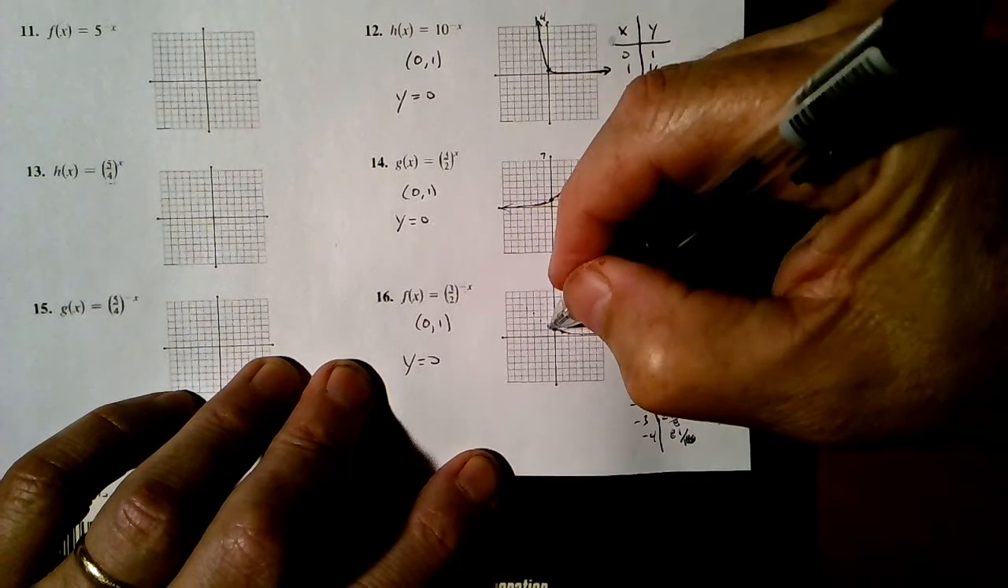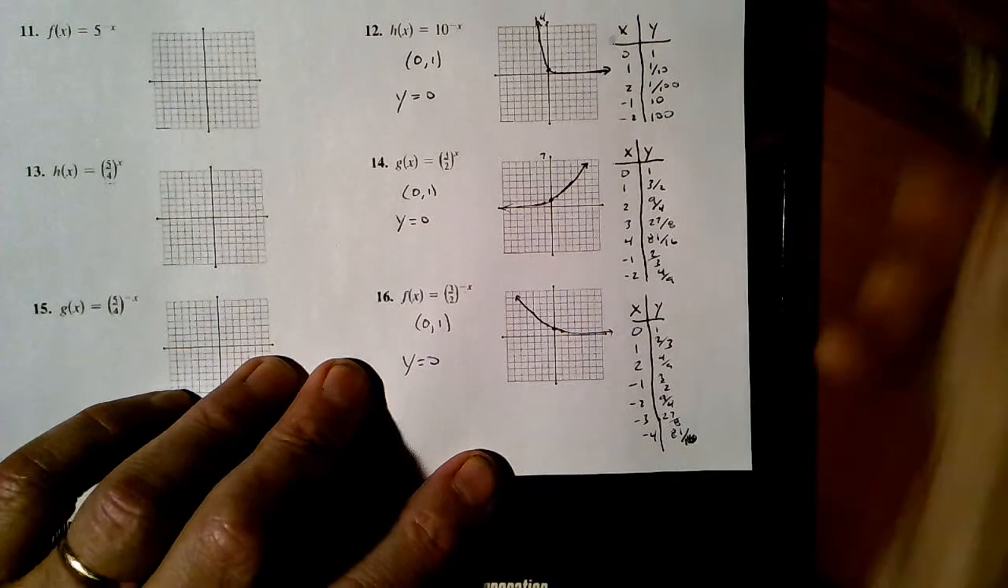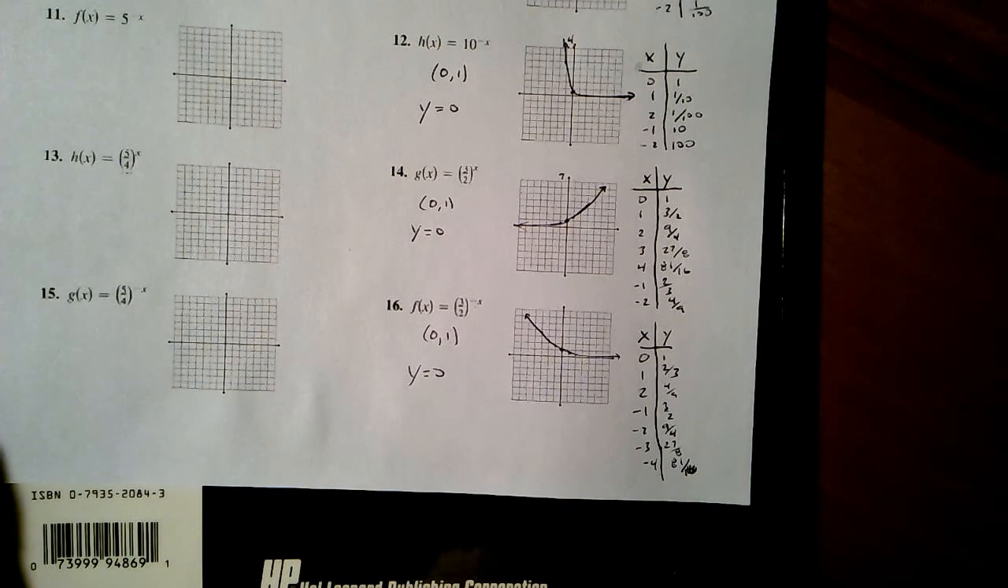And again, you probably have room for a couple more values on there, but I promise you it is curving. It is concave up. Okay, so that should be a pretty darn quick page for you. And stay tuned, ask questions if you need to.